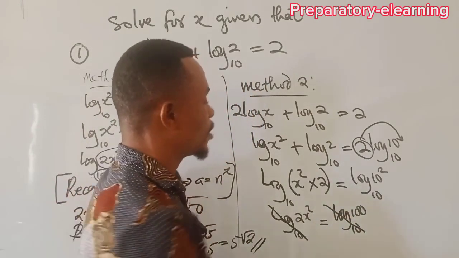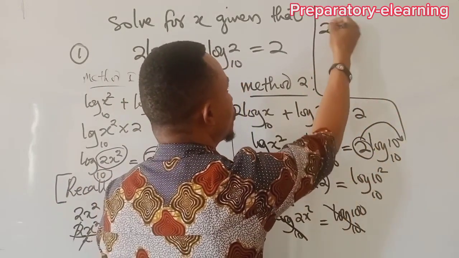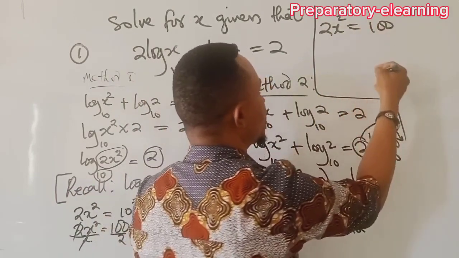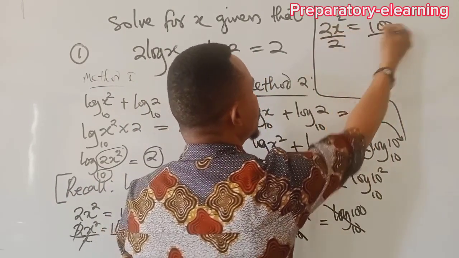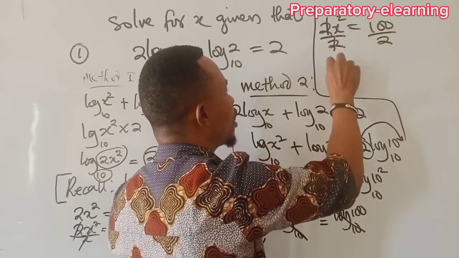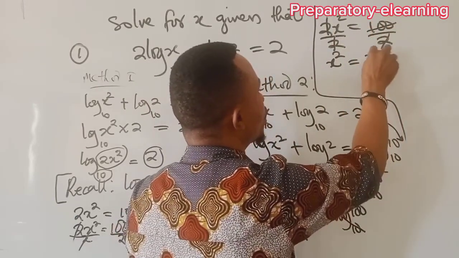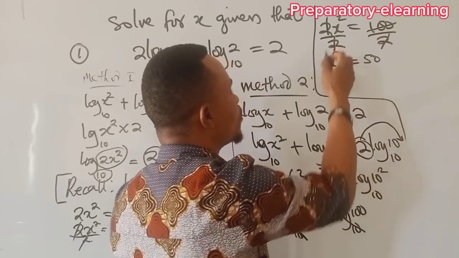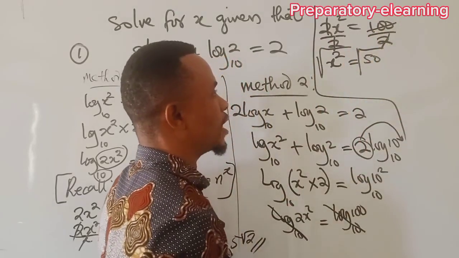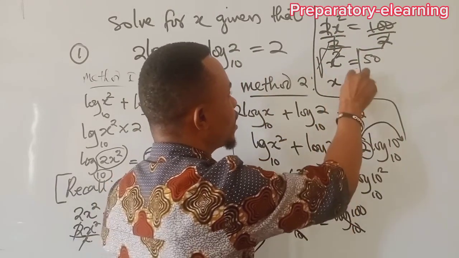What is left there? We have 2x squared equals 100. You divide through by 2, so that x squared can remain alone. You have x squared equals 100 divided by 2, which is 50. To remove this square, we take the square root of both sides. So the square root cancels the square, and only x is left.